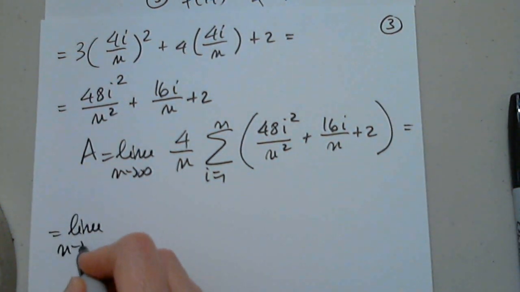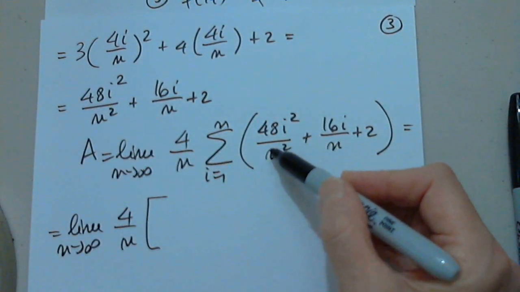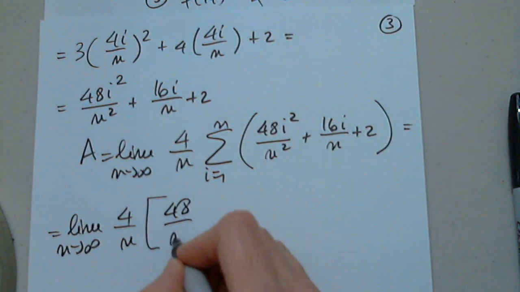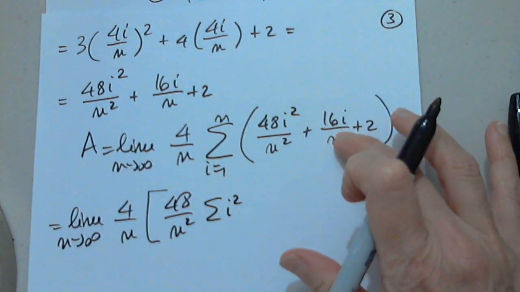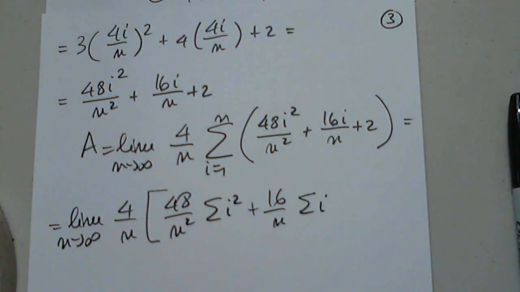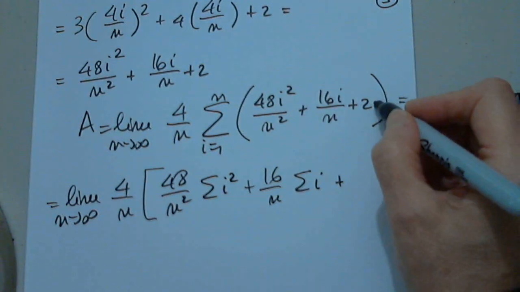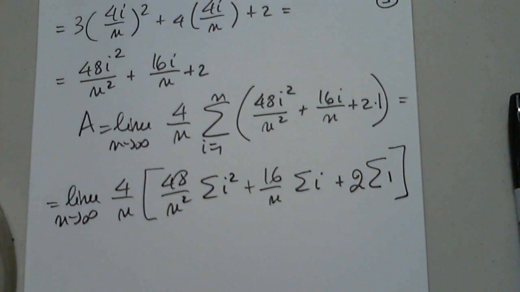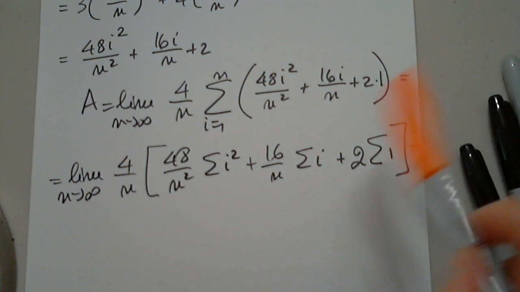So limit as n approaches infinity, 4 over n. When I put the sum in front of this term, I realize that 48 over n squared can go outside, and then I have the summation of i squared. When I put the sum in front of this, I realize that 16 over n does not depend on i. It's a factor, it can go outside. Plus, this is 2 times 1. So 2 is outside the sum of 1.